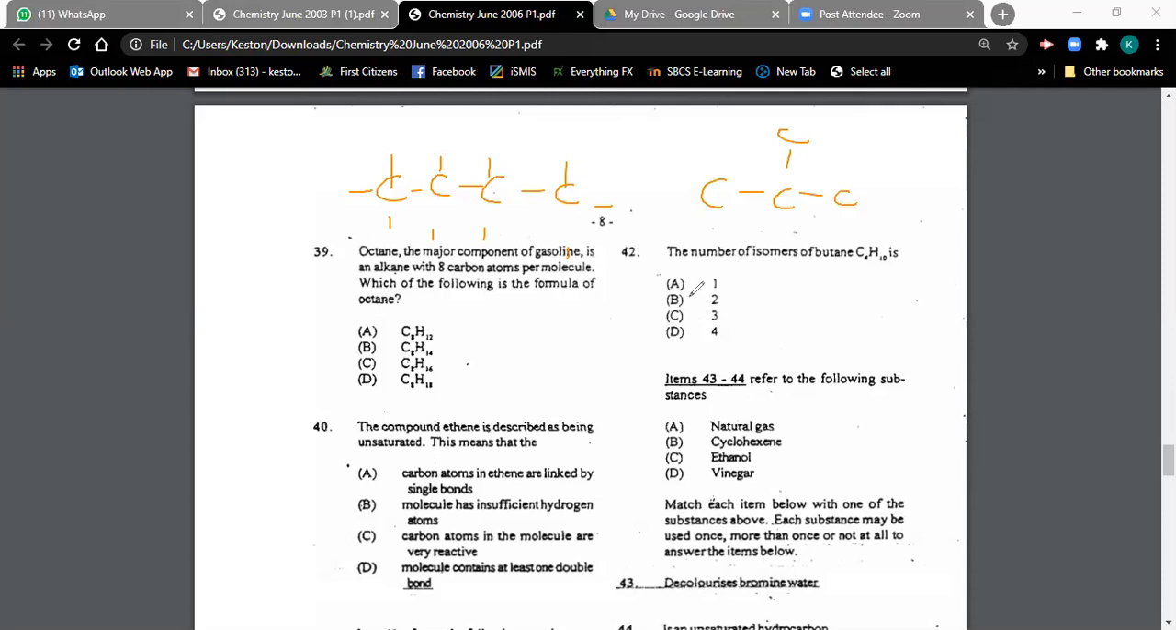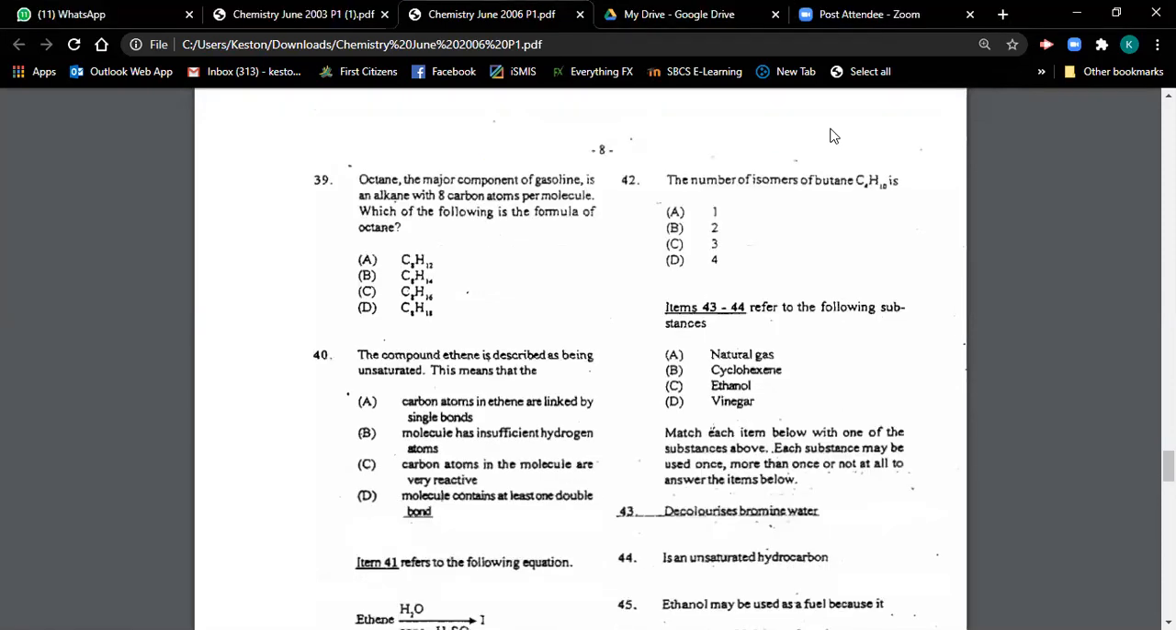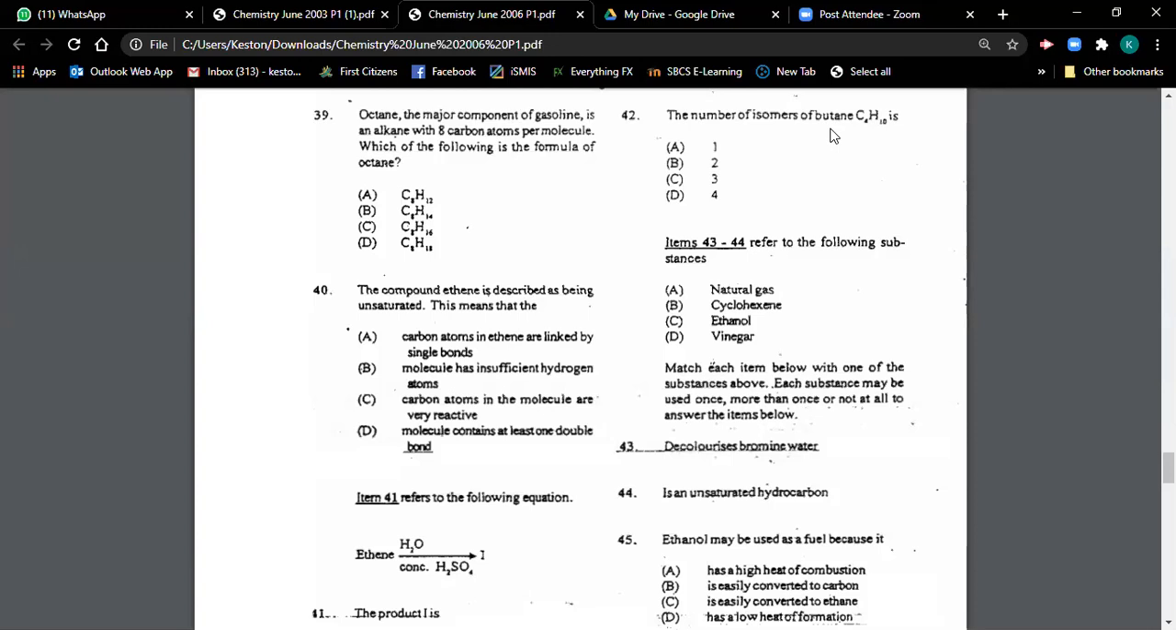2. B. Yeah, correct. Very good. 43. Match the following. Decolorizes bromine water. What's decolorized bromine water? Alkane or alkene? Alkenes give you rapid decolorization of your halides.